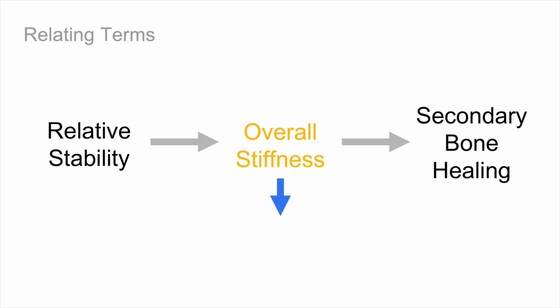Relative stability occurs at lower levels of overall stiffness, particularly in cases where only low levels of bony stiffness are able to be achieved, and most of the stiffness must be afforded by the fixation construct. This results in secondary bone healing with a period of callus formation, followed by bone formation if the overall stiffness becomes great enough for bone to form.